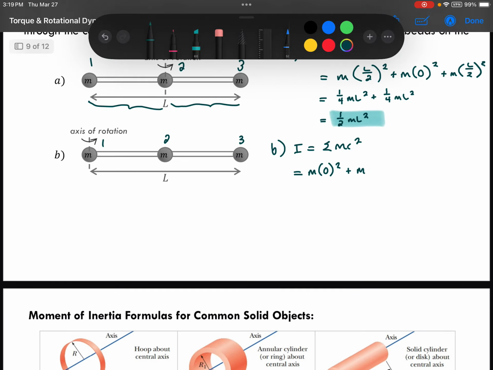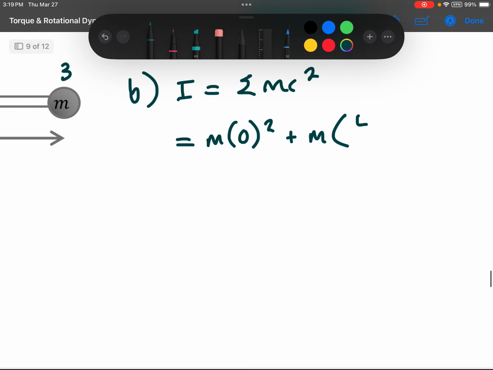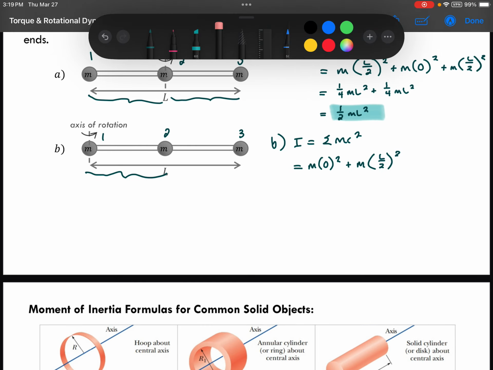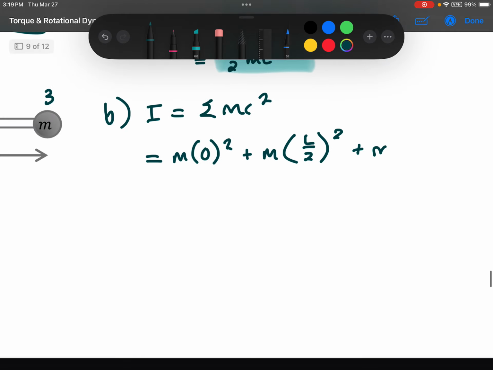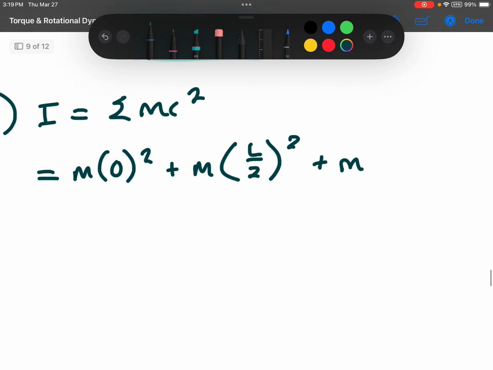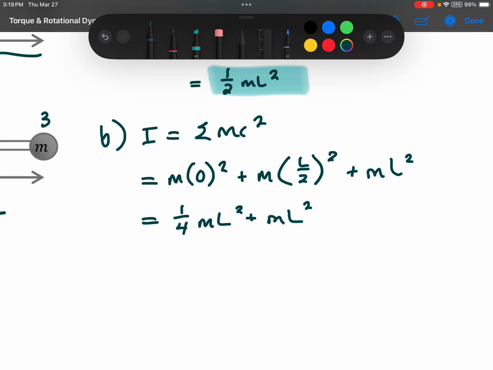The middle point mass here is a distance L over 2 from the axis of rotation. So we have m times (L/2) squared. And then the third point mass, plus m, is that full distance L from the end. So mL squared. A little bit of simplifying: 1/4 mL squared plus mL squared means that our rotational inertia for this case is different.